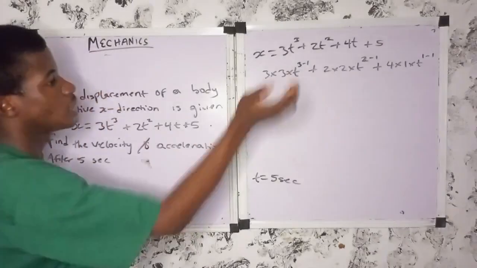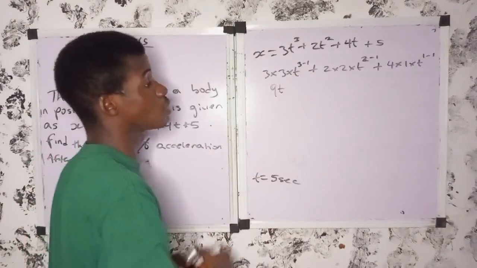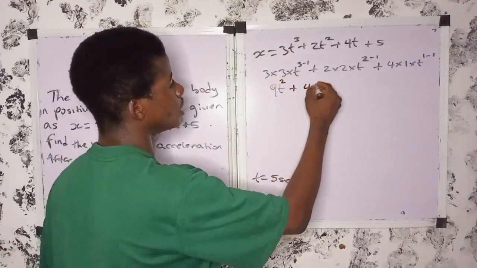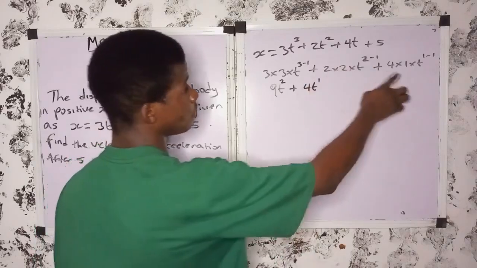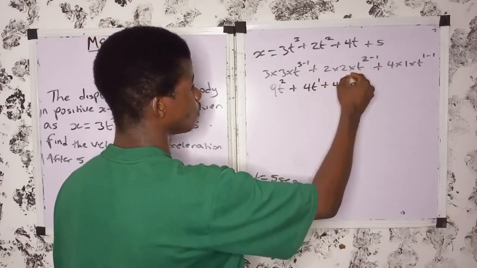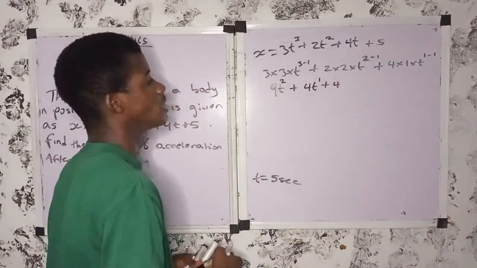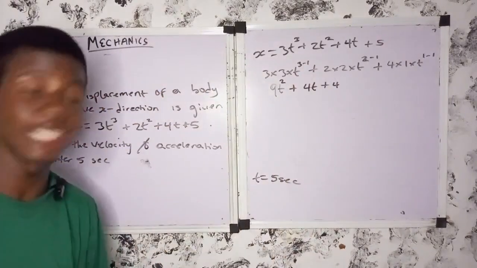Let's do this. 3 times 3 will give us 9, then times t to the power 3 minus 1, which gives us 2. Then plus 2 times 2, 4, then times t to the power 2 minus 1, which gives us 1. Then 4 times 1 gives us 4, times t to the power 1 minus 1, which is 0. So anything to the power 0 gives 1, and this is 4. Now this one is still 4t, since 4t raised to power 1 is the same as 4t.